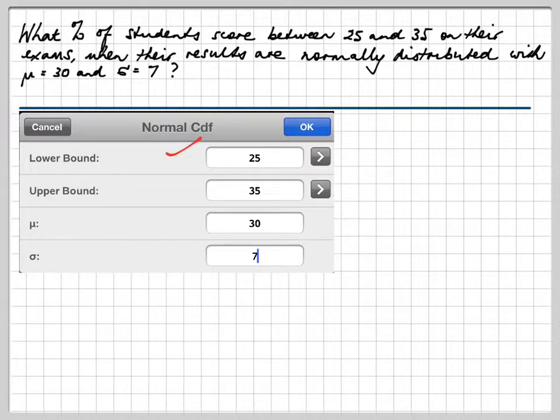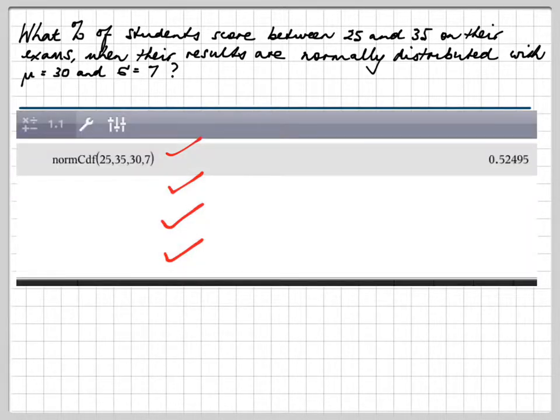and these are the ones I'm going to put in. My lower bound is 25, my upper bound is 35, my mean is 30, my sigma is 7, and I'm going to get, what am I going to get? I'm going to get a probability. Yes, I am. There it is. 52.5%, which is over half. Over half of students get between 25 and 35. How do you like that? Pretty staggering, isn't it? Yeah, so there you go.